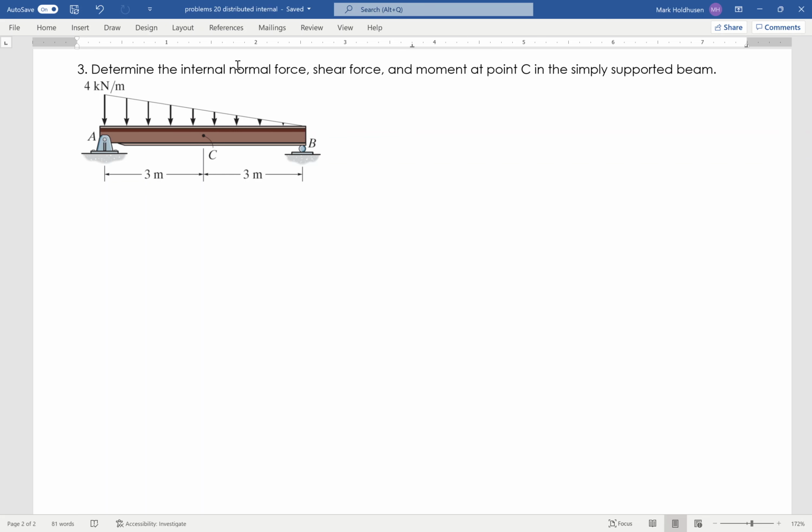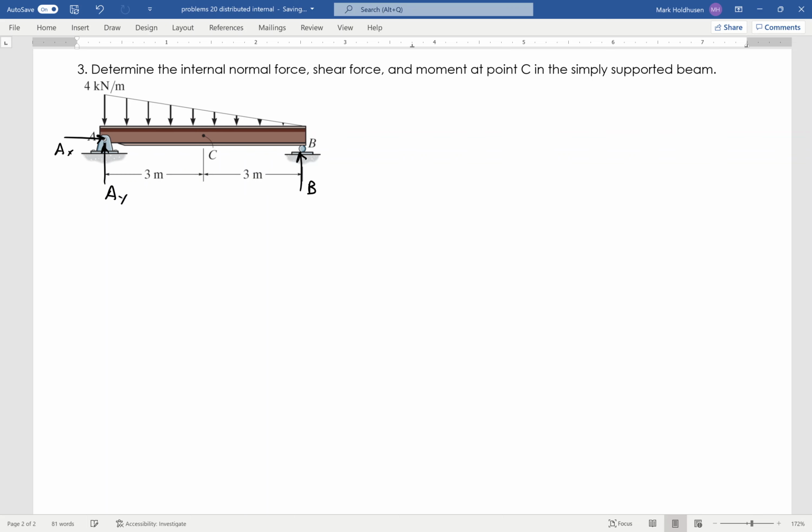Okay, so I want to find the internal normal, shear, and bending moment at point C for this beam here. The way we do this is we treat it just like we did method of sections with trusses. The first thing I'm going to do is find the reactions. So I have AX, I have AY, and I have B like that.